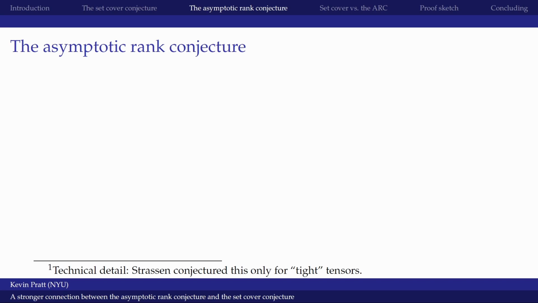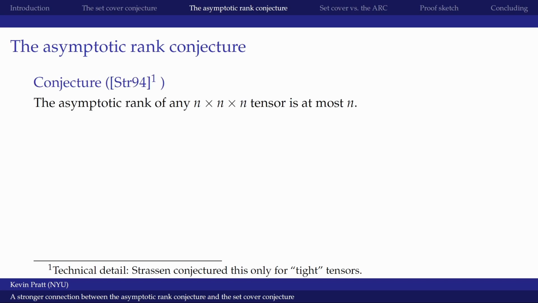So now, Strawson made a conjecture about asymptotic rank, which is very general. He essentially conjectured that the asymptotic rank of any n by n by n tensor is at most n. So this is a very general conjecture, which in particular implies that omega equals 2, because it implies that the rank of the 2 by 2 matrix multiplication tensor would be equal to 4, and so omega would be log base 2 of 4, which is 2.